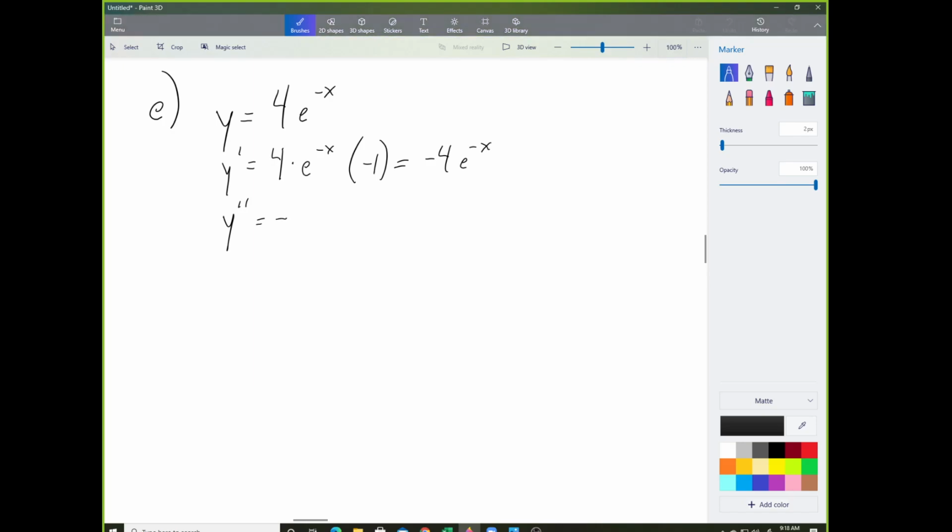And then my coefficient stays alone. I'm going to take the derivative of e to the negative x, which is going to be itself back again, times the derivative of negative 1. And those negatives will cancel.